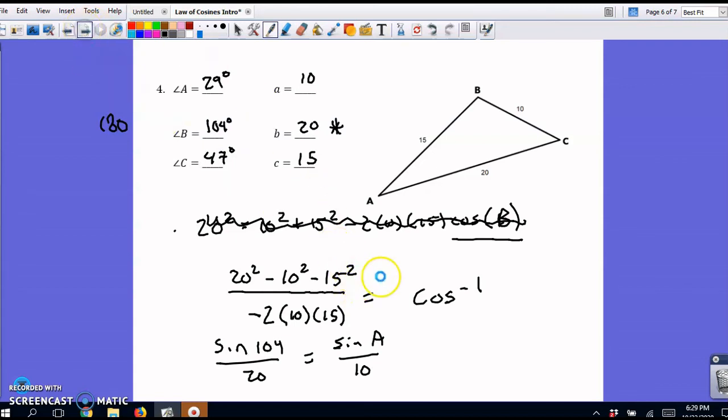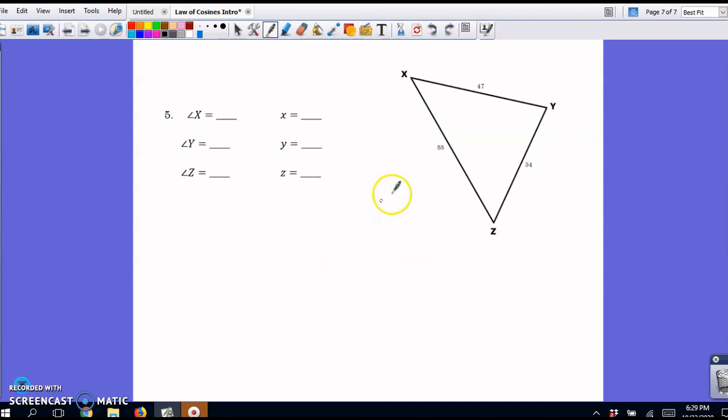So always start with the largest when you know all three sides. Start with the largest side, put in that fraction, inverse cosine. All right, so one more. If you can't really read that, that's 47, that's 55, and this is 34. So go ahead and try that one. Pause and see if you can label, set up your law of cosines, and figure out the angle first.